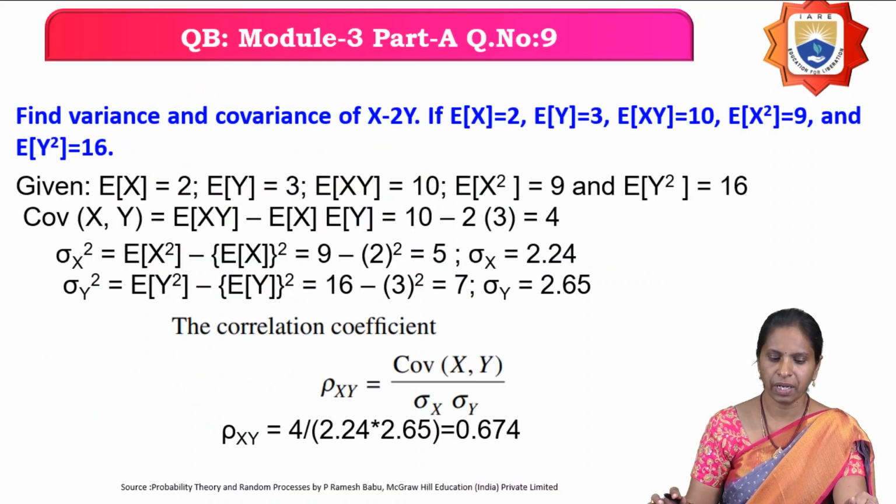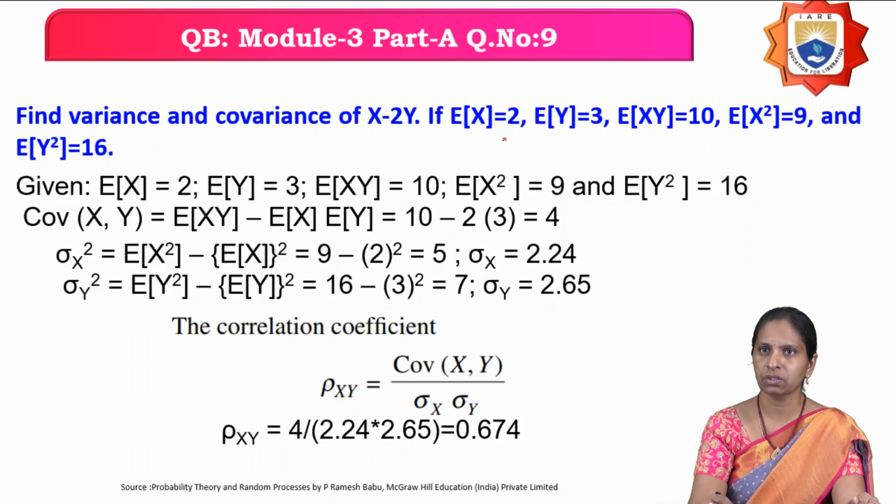Next question. Find the variance and covariance of x minus 2y if E of x equals 2, E of y equals 3 and E of xy is 10, E of x square equals 9 and E of y square equals 16. So what they have asked is that you have to calculate the variance and covariance of x minus 2y.